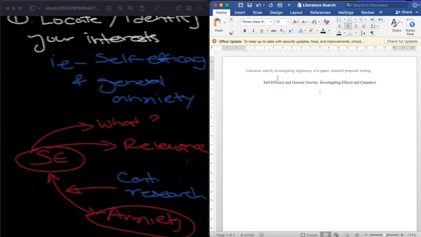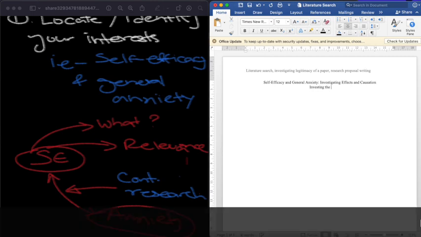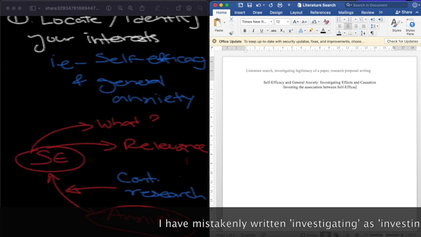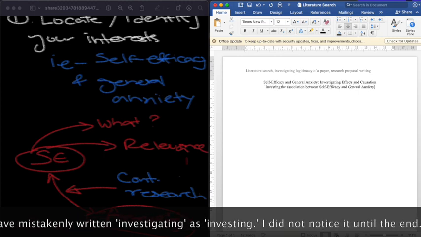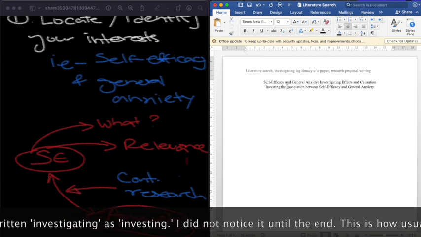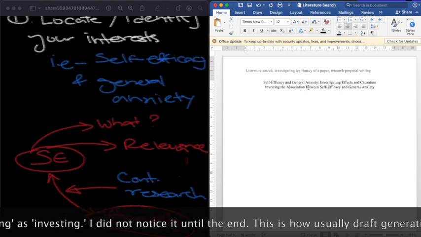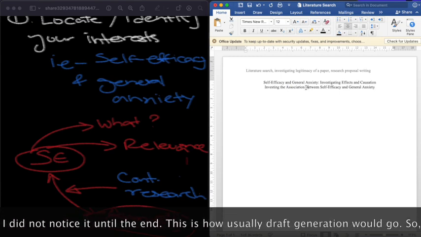Now, this could be one student's title. Another person may come up with something like this: investigating the association between self-efficacy and general anxiety. Something like this. So even this is fine. As long as the title makes sense, I think it is all right.